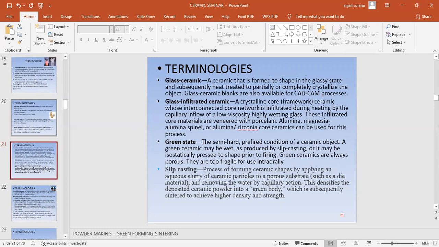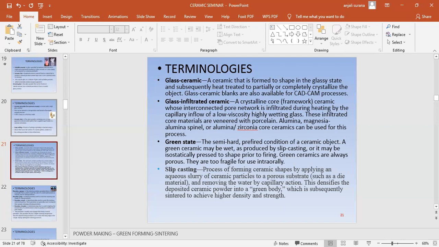Then comes green state, the semi-hard, pre-fired condition of a ceramic object. A green ceramic may be wet, as produced by slip casting, or it may be isostatically pressed to a shape prior to firing. Green ceramics are always porous. They are too fragile for use intraorally.